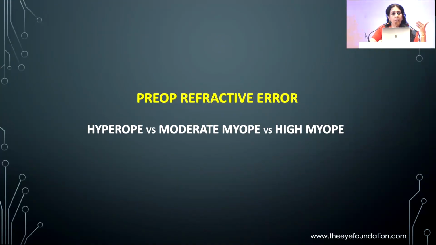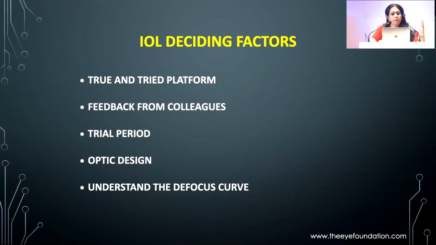A high hyperope, who's tired of wearing glasses constantly for distance and near, would be very amenable to going in for these premium multifocal or trifocal lenses, and so would a high myope be. But a moderate myope who enjoys to see without glasses for near would not be easily amenable, and you have to give him the best correction.